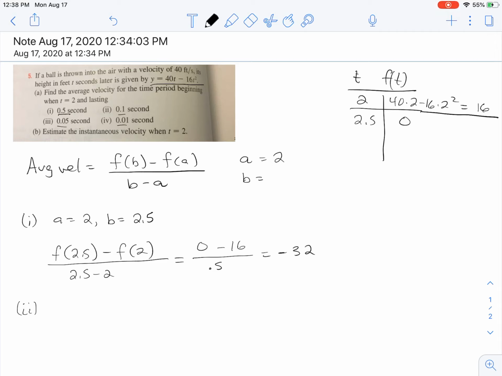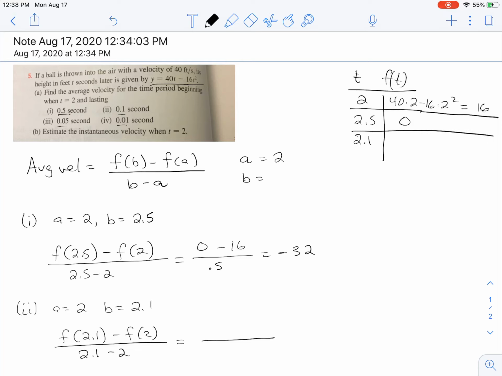All right, for part 2, we're doing the 0.1 seconds. So we've got A is 2, B is 2.1. So we get this. Now I've already got f of 2, but let's see, what is f of 2.1? I'm not going to write that down. I'm just going to put it in my calculator. 40 times 2.1 minus 16 times 2.1 squared is 13.44. And I'm not rounding that off. That's exact, 13.44. 2.1 minus 2 is 0.1. So 13.44 minus 16 equals that. Divided by 0.1 equals that.